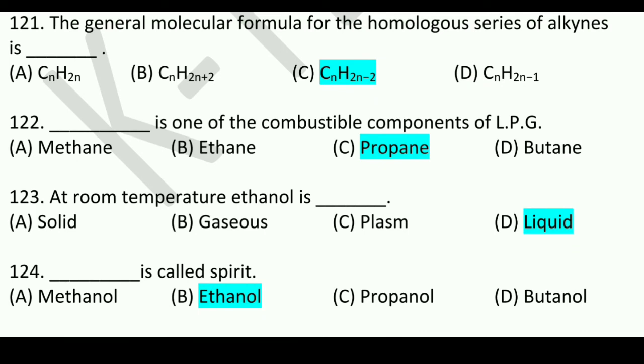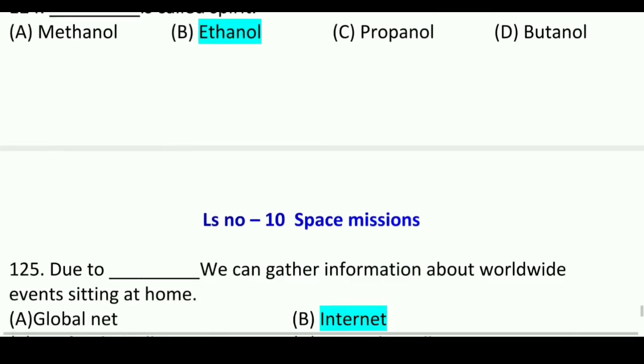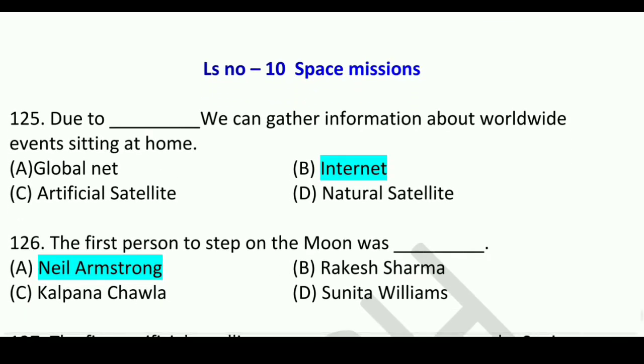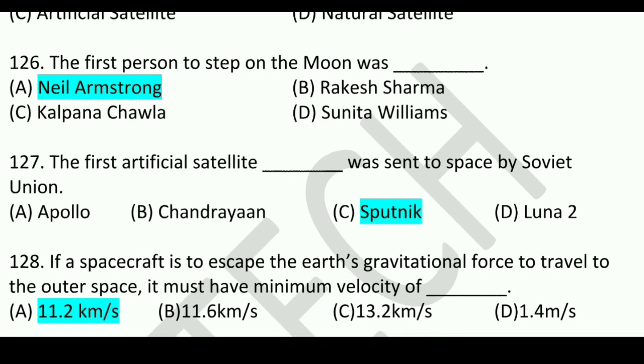Dash is one of the combustible components of LPG. Propane. At room temperature, ethanol is dash. It is liquid. Dash is also called spirit. Ethanol. Now, coming to the last lesson, lesson number 10, space missions. Due to dash, we can gather information about worldwide events sitting at home. Yes, it is internet. The first person to step on the moon was Neil Armstrong.